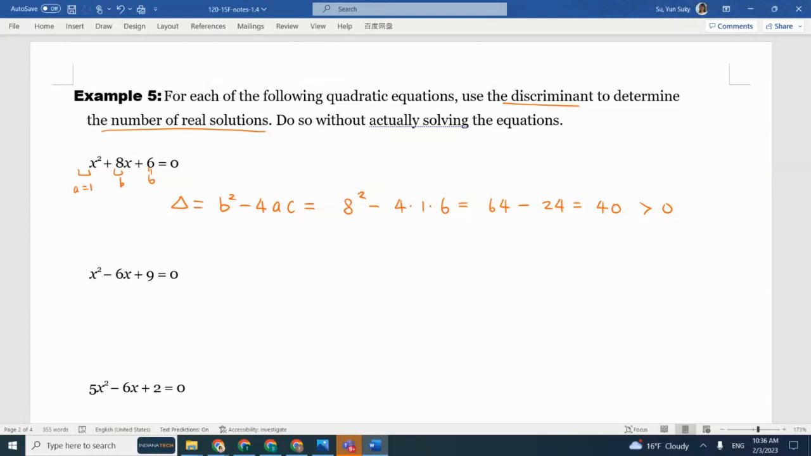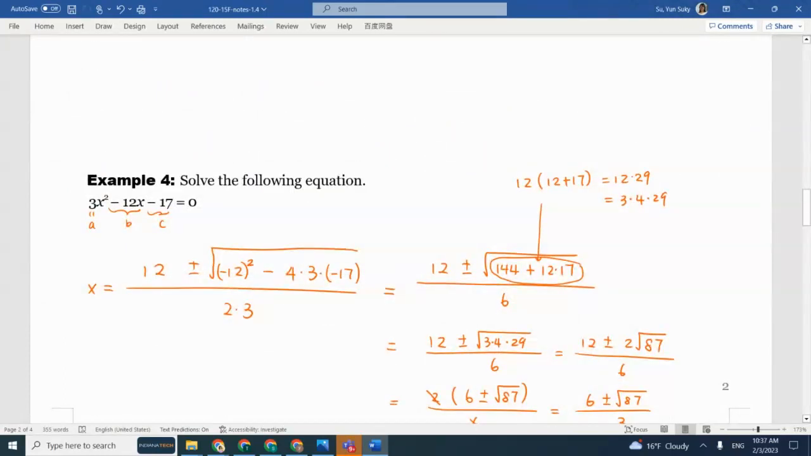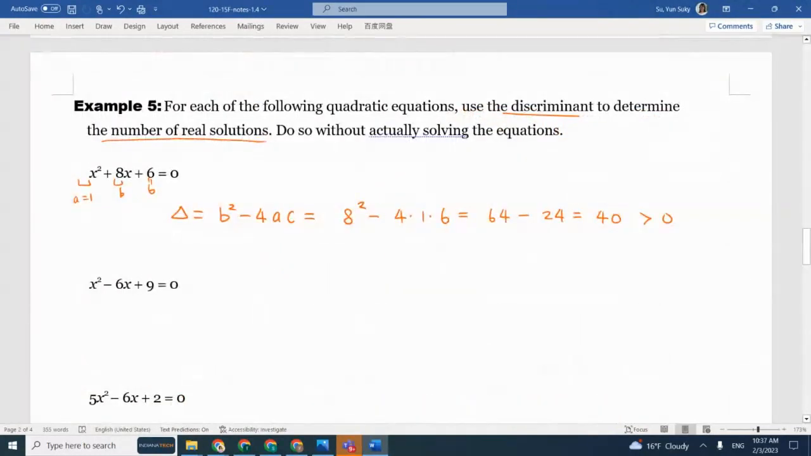Because one root is the negative b plus or minus. One root is the plus square root of 40 over 2a. The other root is the negative square root of 40 over 2a. So we have two solutions. Okay? Right? If the discriminant, think about this. Discriminant is the thing inside. If this is positive, then we have two solutions. One is plus, one is minus. Yes. Okay. So we get two solutions.